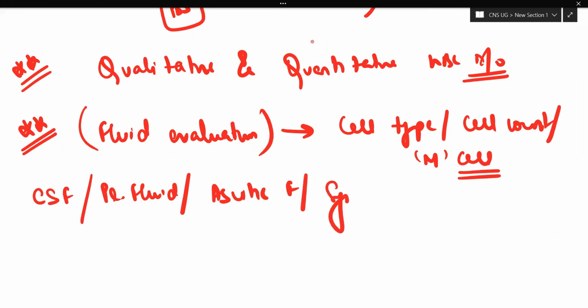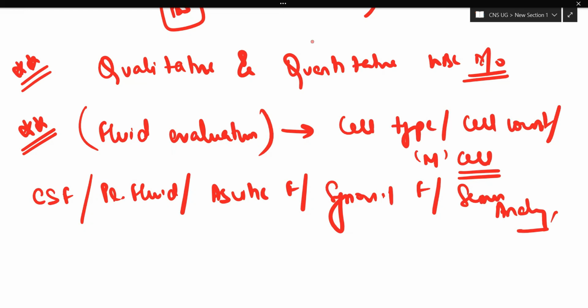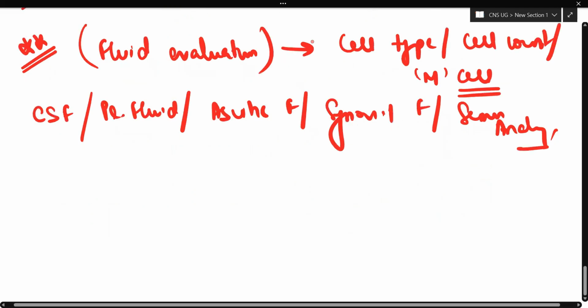Apart from that, we have synovial fluid for evaluation, or you can also have semen analysis. Mind you, whatever I have written over here is commonly performed in outside labs. So if you want to get ready for working in an outside lab, you should be able to do the cell type, cell count, and comment on the M cells as well. Understand? This is very important. Fluid evaluation is again a part of clinical pathology, and you should be very good at it.